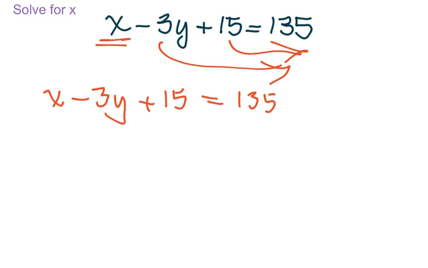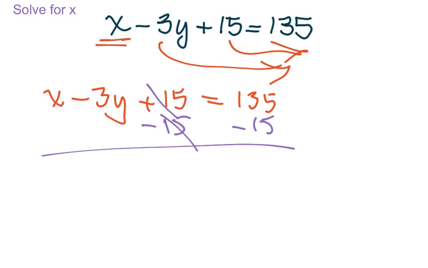The very first thing that a lot of you do is you say, I'm going to move that 15 over. So I move the 15 over. 15 minus 15 gives me 0. And on the right-hand side, I have 120. And I'm basically going to bring down the x minus 3y.